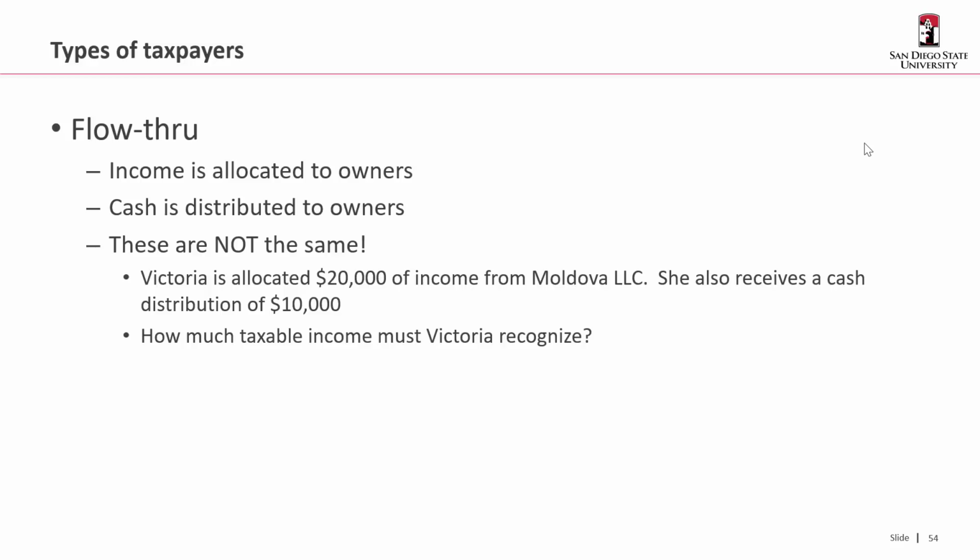Income is allocated to owners, and cash is distributed to owners, but these are not the same. So if Victoria is allocated $20,000 of income from Moldova LLC, she also receives a cash distribution of $10,000. How much taxable income must Victoria recognize? Well, the answer here is only $20,000. Generally speaking, because she has allocated that income and includes it on her tax return, when she receives the cash distribution, it's almost likely to be out of that income. And for her to pay tax on it again would be to create double tax, which defeats the purpose of a flow-through entity.